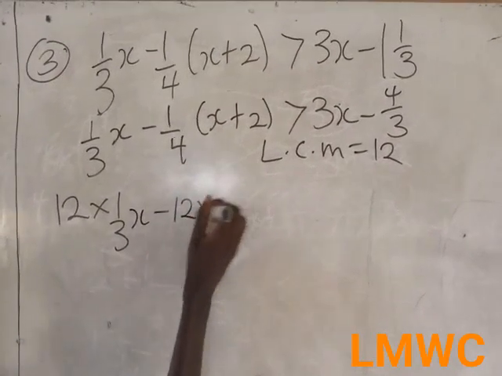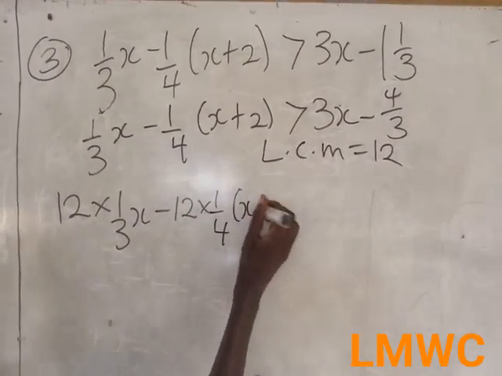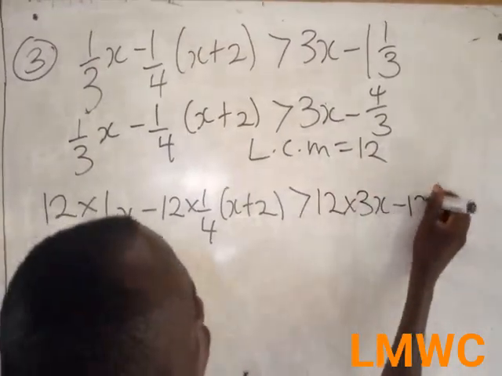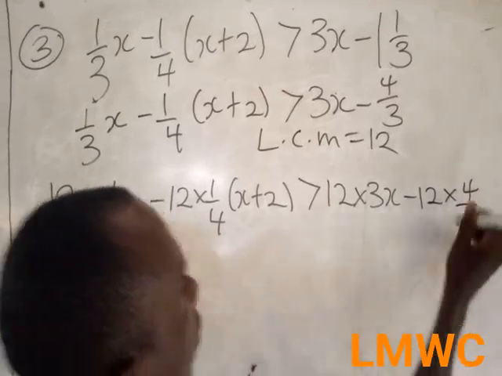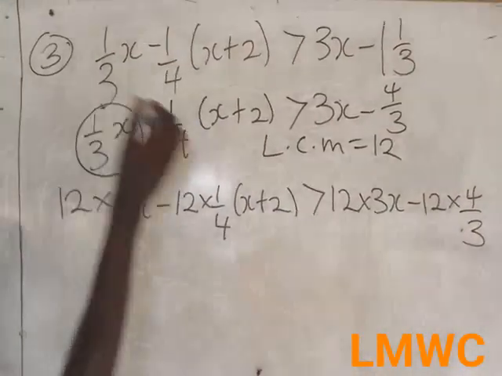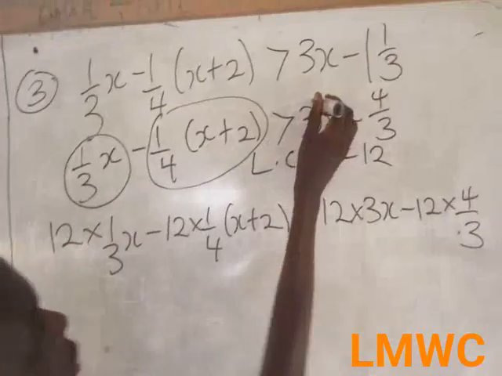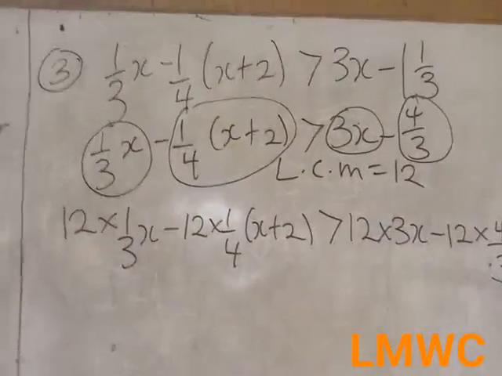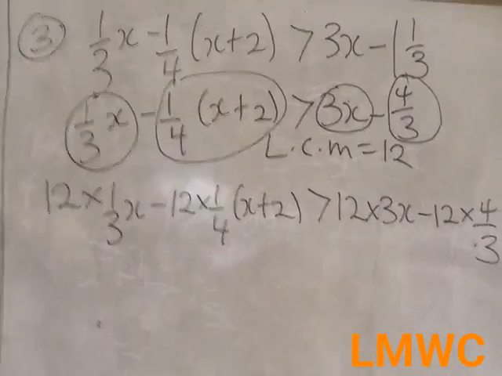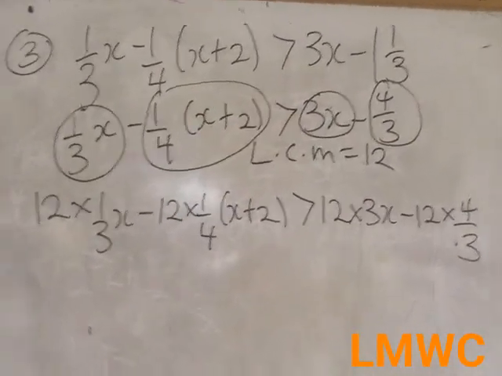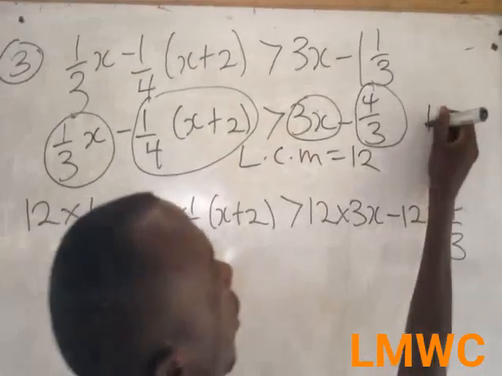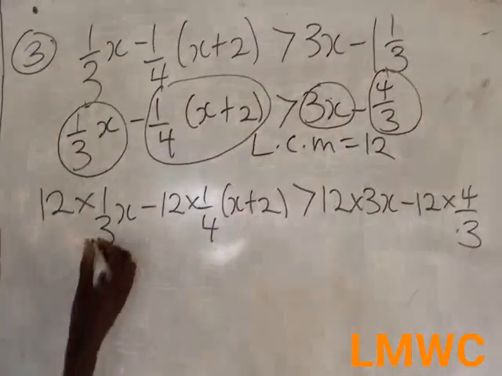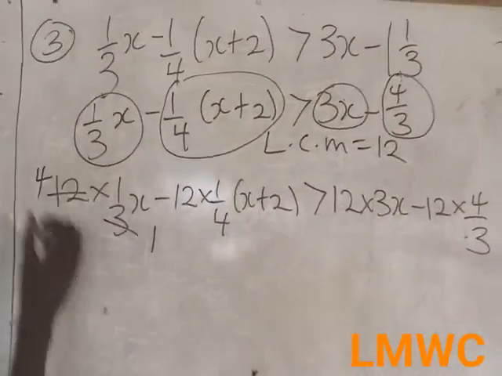Minus 12 times 1 over 4 (x plus 2), greater than 12 times 3x minus 12 times 4 over 3. This is one term. This is one term. This is one term. This 2 is another term. Always, as I say, addition and subtraction are used to separate terms. So you multiply the LCM by each term. If they gave you 9 here, you should multiply this 9 also by 12. So 3 goes here 1, 3 goes here 4.